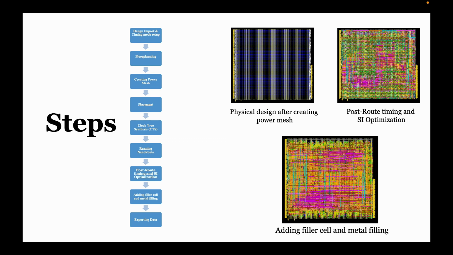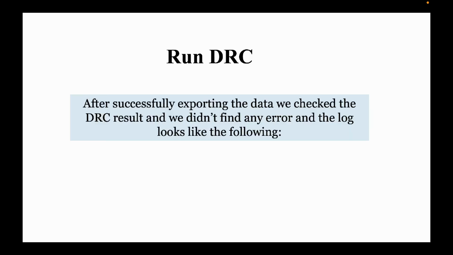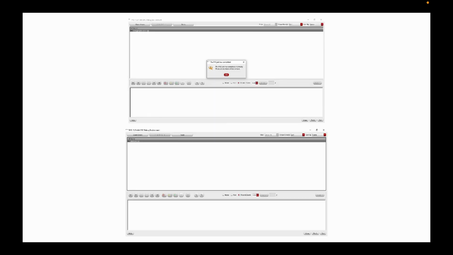And lastly, we have done the exporting of data. In this stage, we export GDS and netlist to run DRC. After successfully exporting the data, we checked the DRC result. We didn't find any error and the log looks like the following. Here you can see our results.